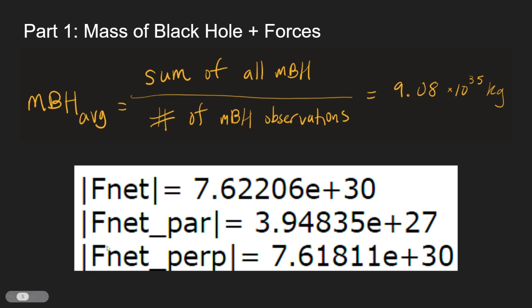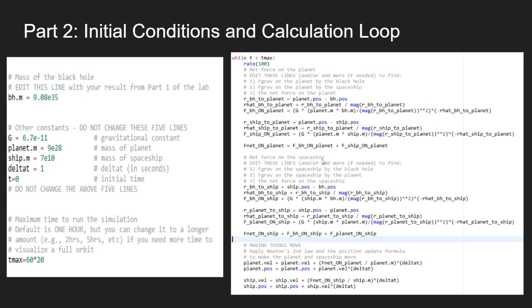And then here, once it returned in that orbit to its initial position, this was the net force it had at that position, and then the parallel and perpendicular net force components. As for part two, same thing, I have initial conditions and loop screenshots. So here's the mass that I plugged in from my results of part one. This was all given to us. And then even though it was recommended that the default was 1 hour, 60 by 60, I just did 60 by 20, so only 20 minutes. This gave me enough of a scope to see where the spaceship would go.